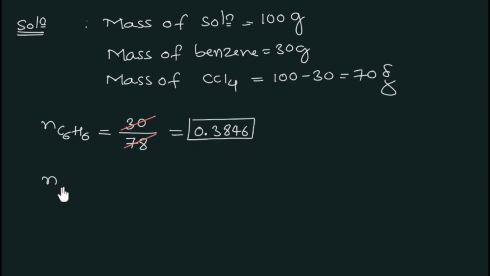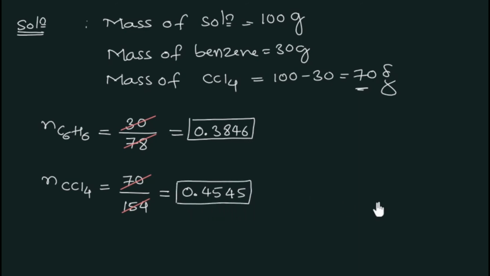The same thing we have to do for CCl4, carbon tetrachloride. The given mass of carbon tetrachloride is 70 grams, divided by the molecular mass of carbon tetrachloride, 12 plus 4 times 35.5, which is 154. After simplifying, this equals 0.4545. This is the number of moles of carbon tetrachloride in that particular solution.